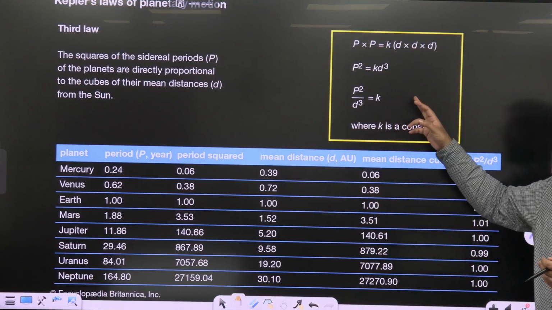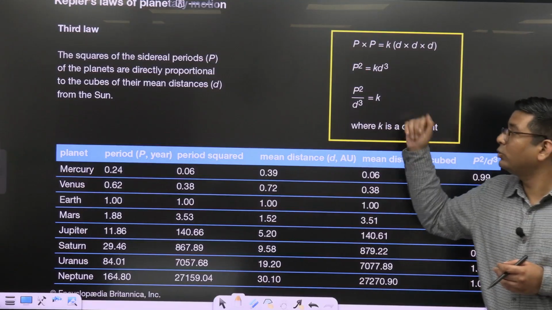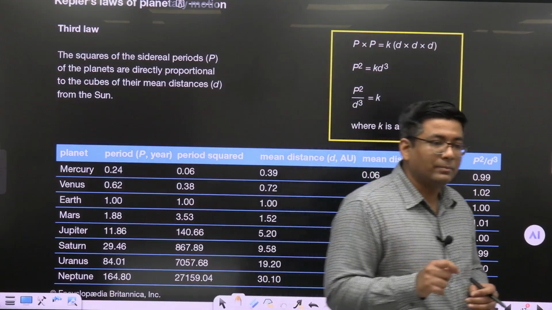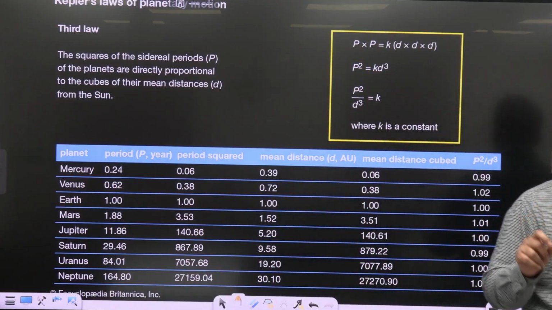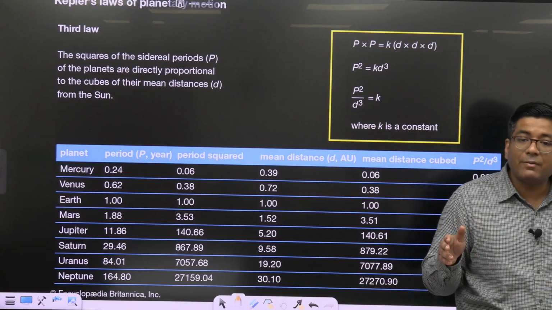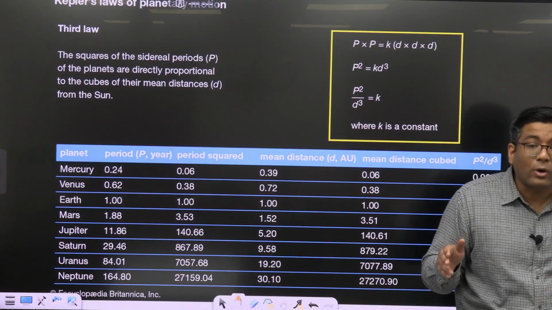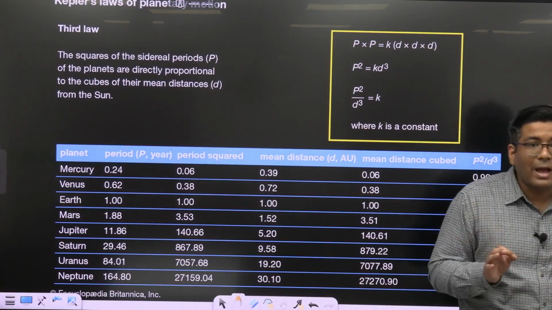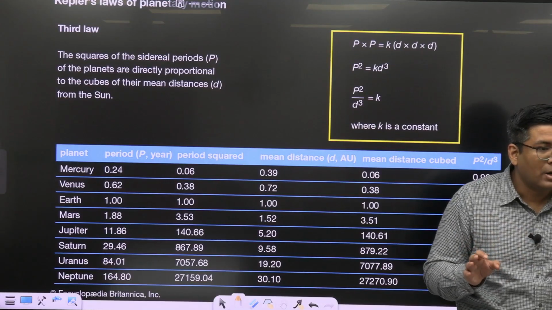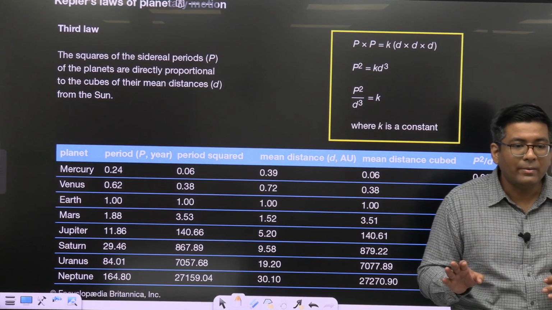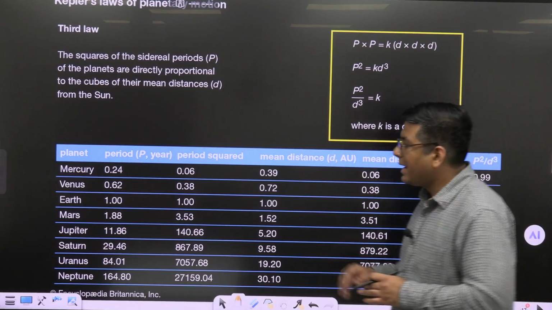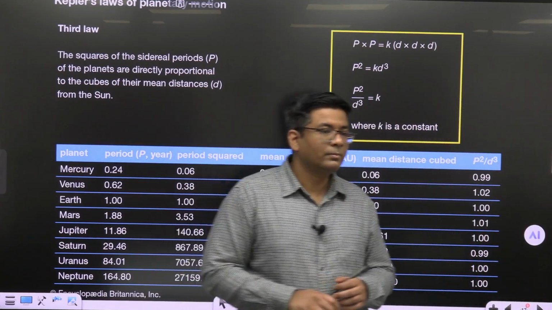So the square of the time period is proportional to the cube of the distance between the planet and the sun. From this you can draw only one conclusion, and that is a safe conclusion, that the farther a planet is from the sun, the more time it will take to complete the entire revolution. Do you understand this? Okay, so that is the third law of Kepler. Any doubts till now? No issues?